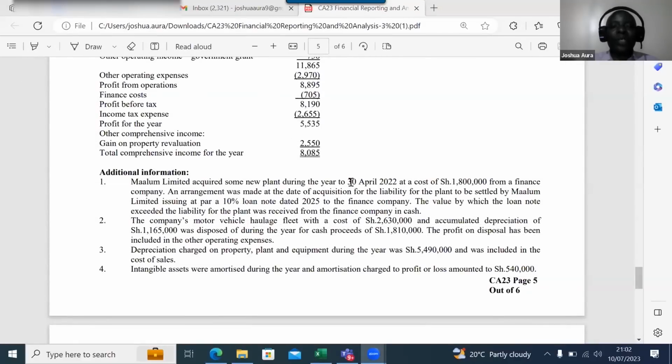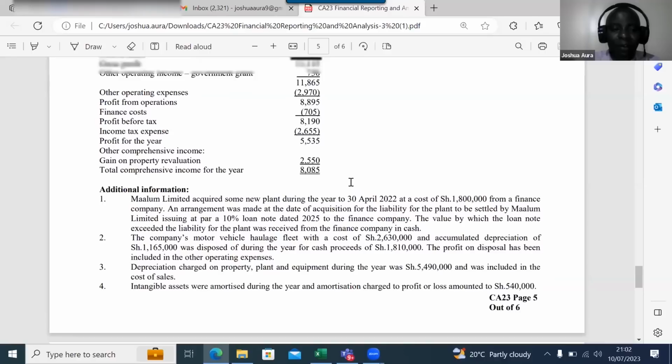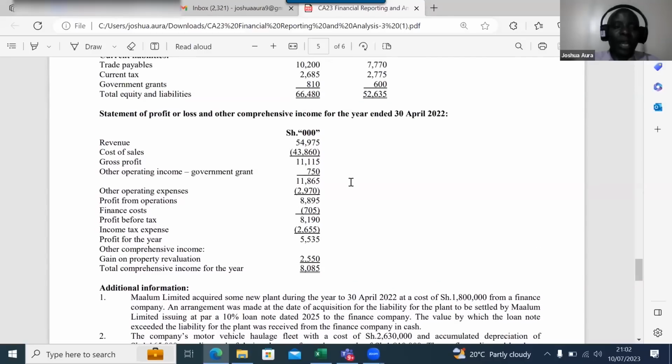Is there anybody who is able to see a revaluation gain that may have affected? If you look around, we have here gain on property revaluation. Are you able to see this gain on property? Gain on property revaluation, 2550. So this one here, because it's a gain, you add. So you say plus 2550, like that.